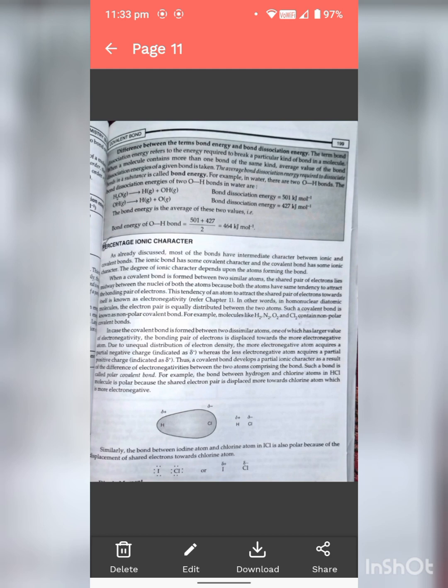Difference between the terms bond energy and bond dissociation energy. The term bond dissociation energy refers to the energy required to break a particular kind of bond in a molecule. Where a molecule contains more than one bond of the same kind, the average value of the bond dissociation energy of a given bond is taken. The average bond dissociation energy required to break the bonds in a substance is called bond energy. For example, in water there are two O-H bonds.